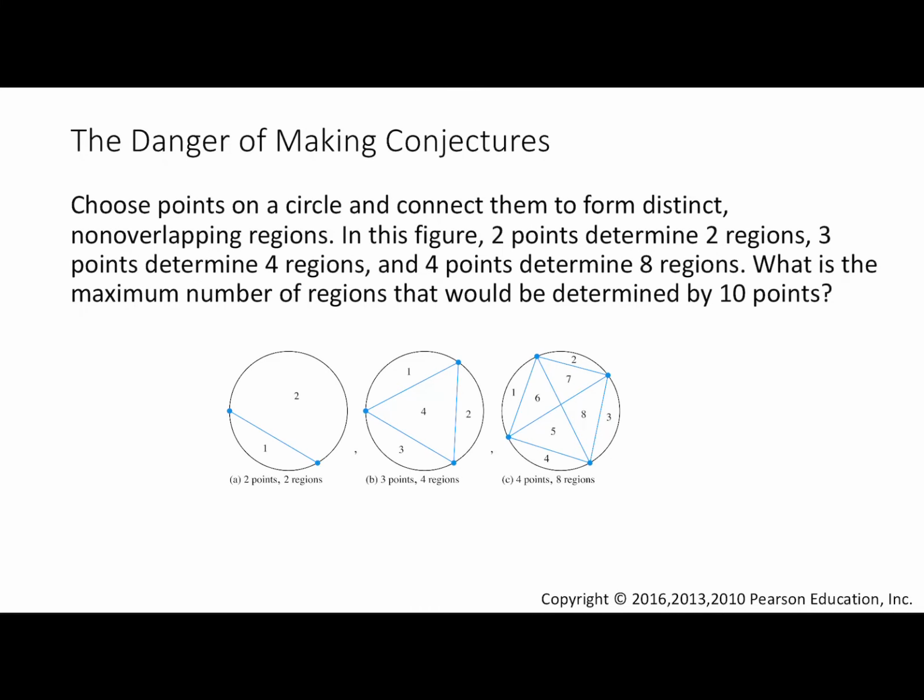Okay, so let's look at another example where making a conjecture is a little dicey. So here, the idea is I want to choose points on a circle and draw lines to connect those points. And we want to count the number of distinct regions created by those lines in the circle. So you can see in these pictures here, when I have 2 points, I get 2 regions. When I have 3 points, I get 4 regions. When I have 4 points, I get 8 regions. So again, I'm looking for some pattern to help me get an idea of what's happening here.